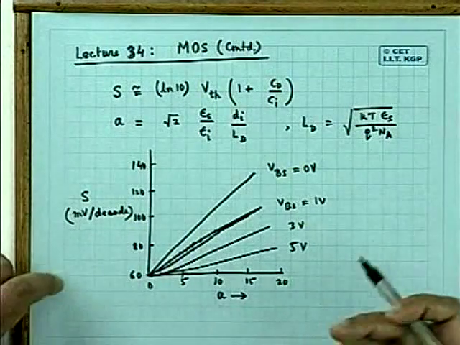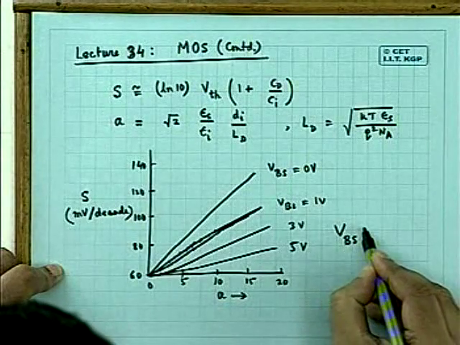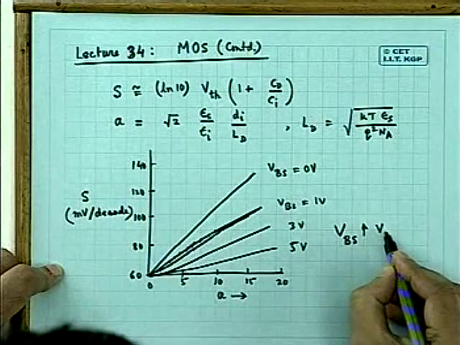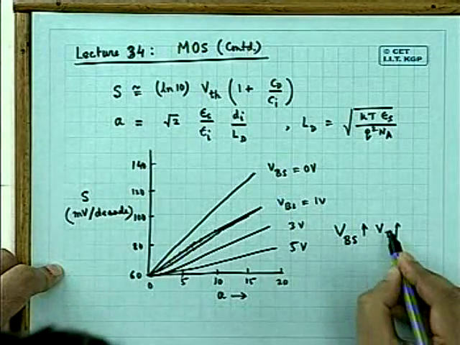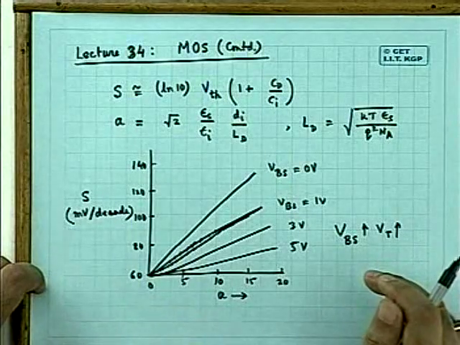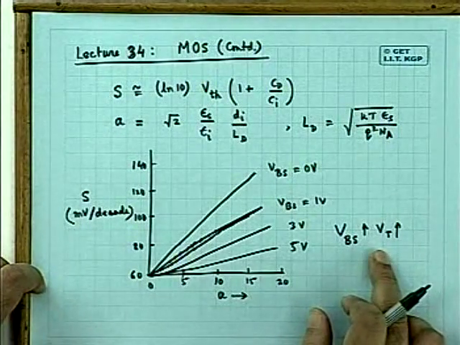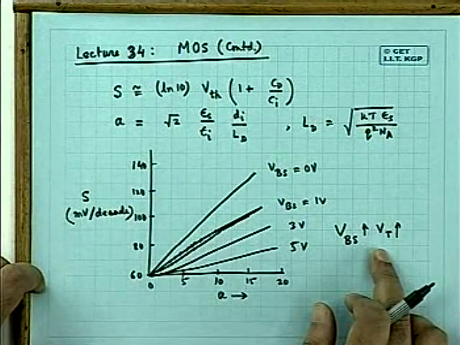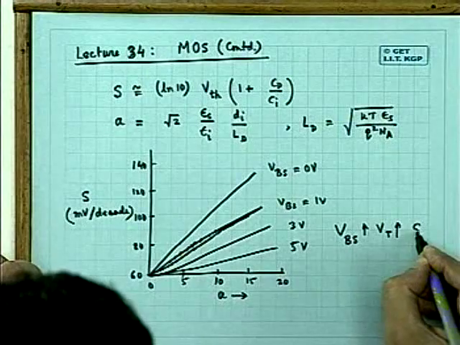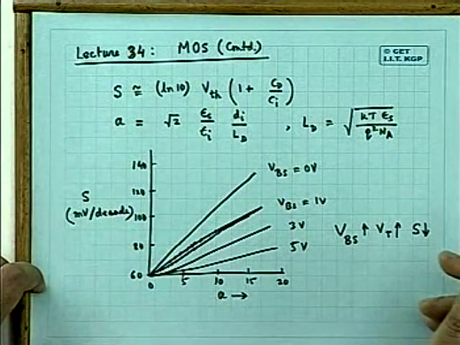So it is an important observation that with increasing VBS, threshold voltage is increased, which is undesirable. Is it desirable? Applying a VBS, threshold voltage is increased, which is normally undesirable, whereas the subthreshold slope is reduced. It's a very desirable feature.